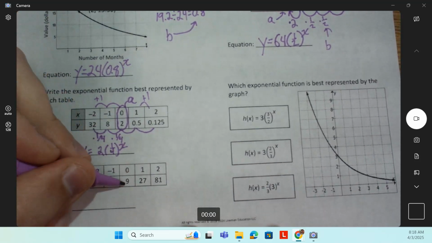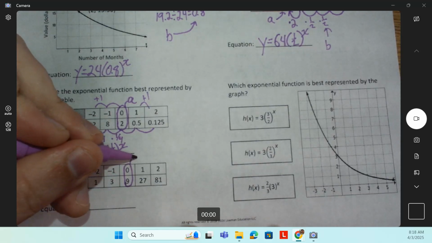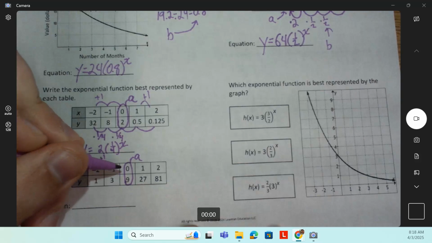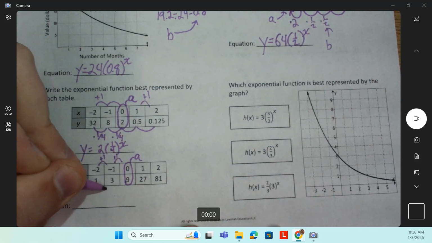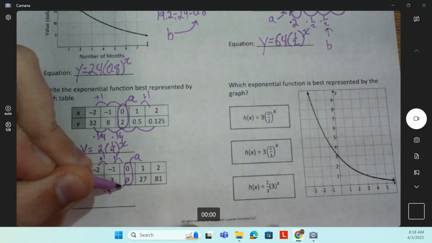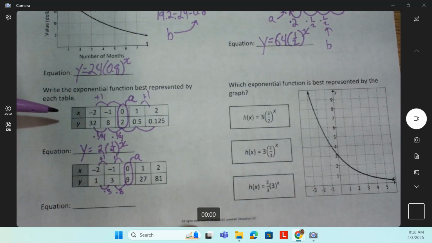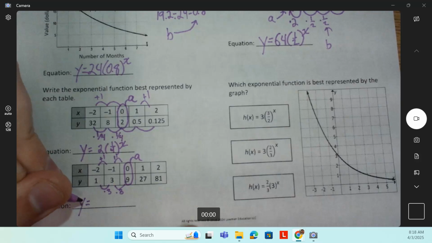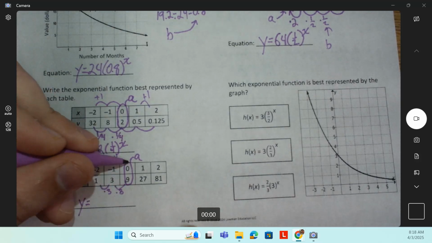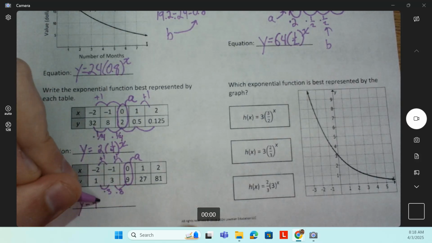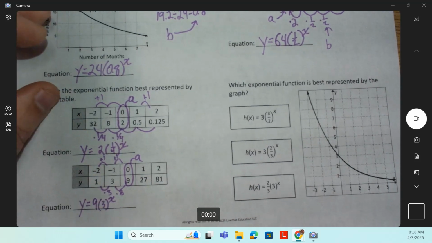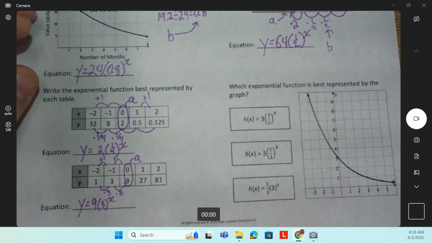Same thing here. Again, I have my a value. And as I go up 1, from 1 to 3, it's times 3. So it looks like I'm multiplying by 3 each time. So y equals a value, which is 9, times 3 to the x power.